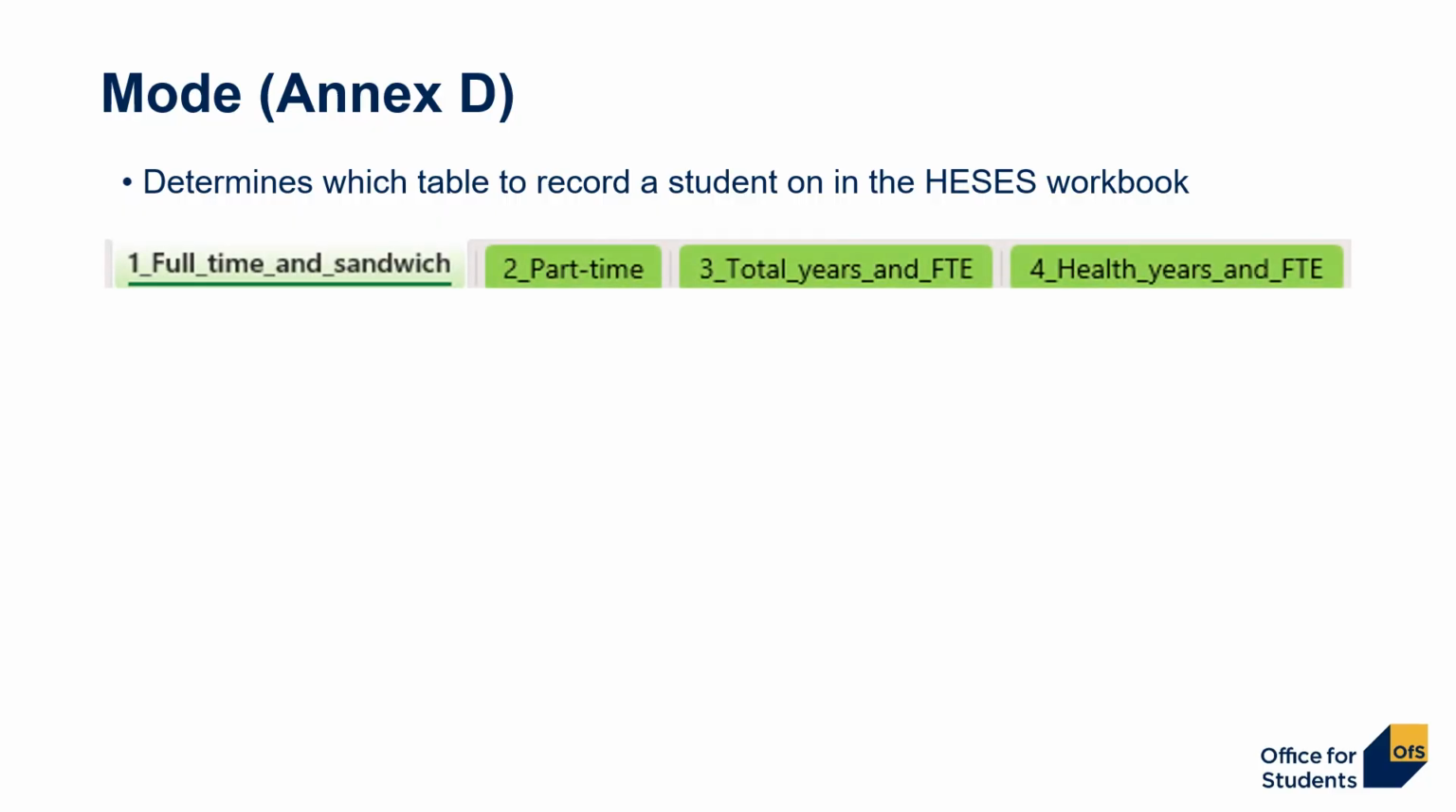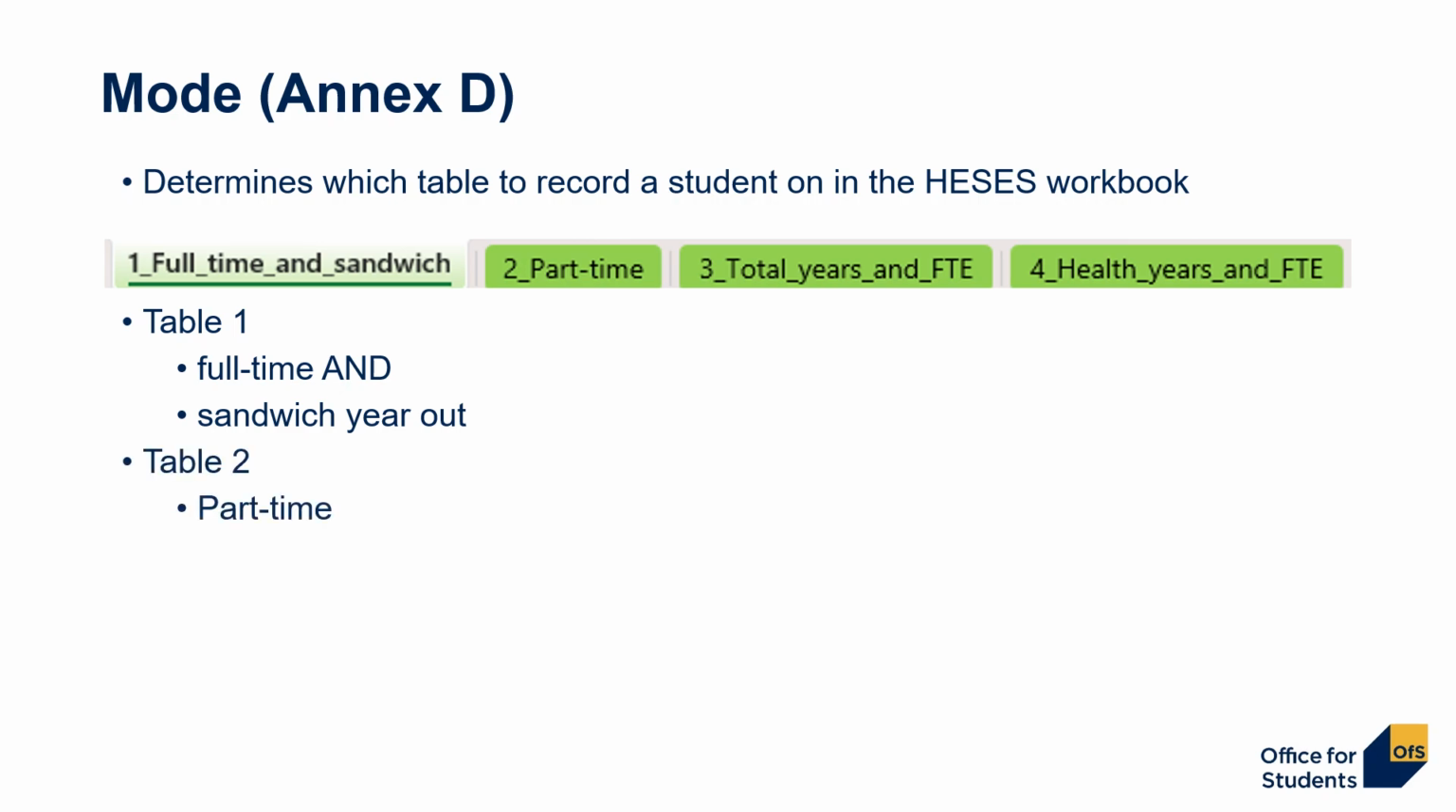As you can see, these are on table 1 where we have full-time students and also sandwich year out students, which also go on table 1. On table 2 we just have part-time. Annex D is the place to refer to in the HESES guidance for full details.